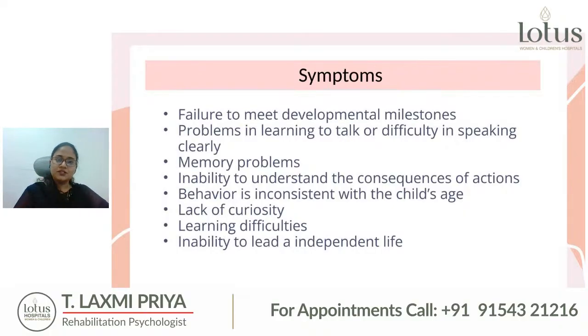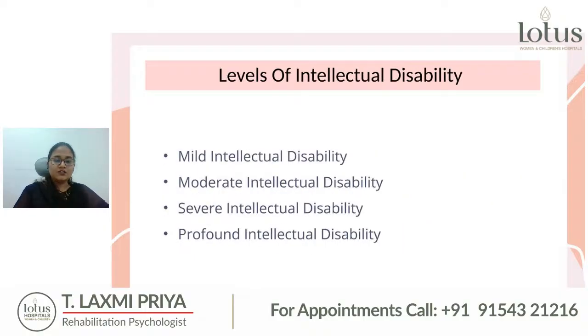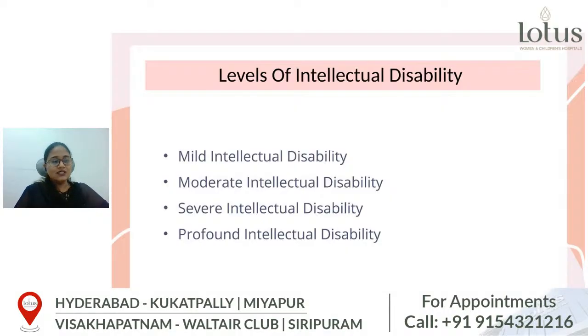In intellectual disability, we have levels: mild, moderate, severe, and profound. In mild intellectual disability, they can learn academic and vocational skills with support, and may lead an independent life with guidance. In moderate intellectual disability, they require support for communication and daily living skills. They benefit from supervised work or a structured way of learning, and can lead their life independently when there is structure and supervision.